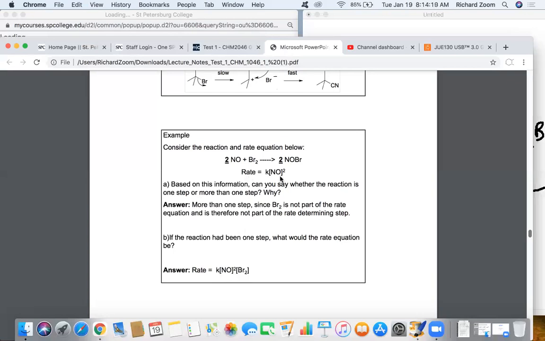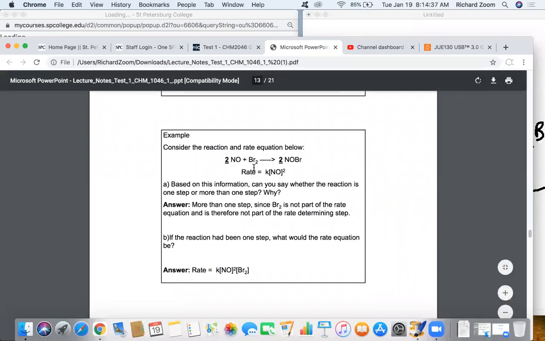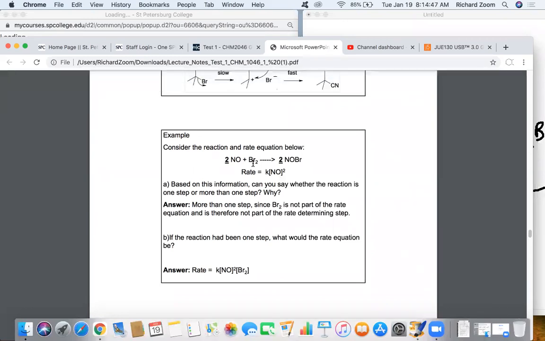So I'll stop here for a second. Does anybody have any questions so far? So if it's more than one step, it's going to be in separate brackets? If it's more than one step, it won't involve everything that's in the reactants in the reaction you're given. You'll have things missing. Is that okay, Christina? All right. Does anybody else have any questions?